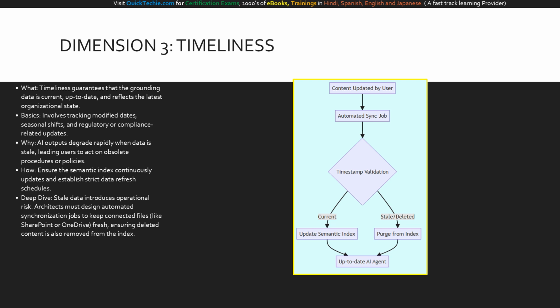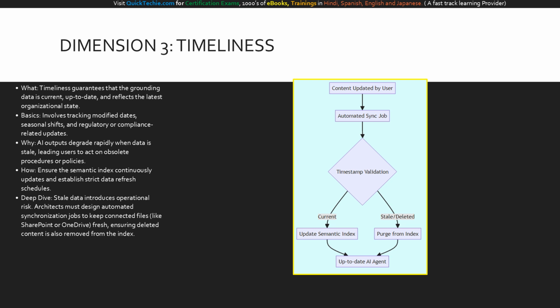If the content is new or current, it flows to the left, updating the semantic index with fresh vectors. If the content has been marked as stale, deprecated, or deleted, it flows to the right, where it is actively purged from the index. Both of these actions, updating the new and purging the old, converge at the bottom to create a consistently up-to-date AI agent.